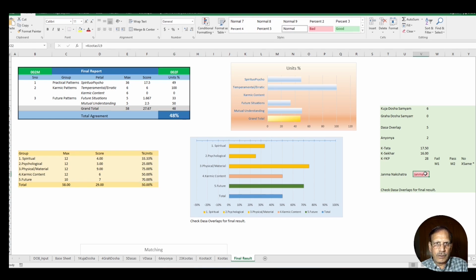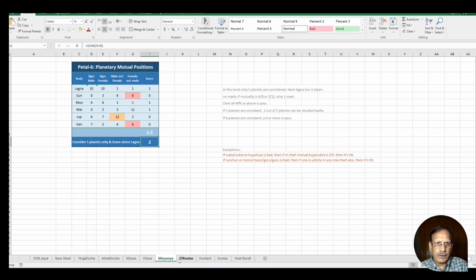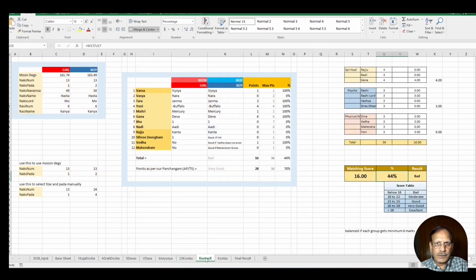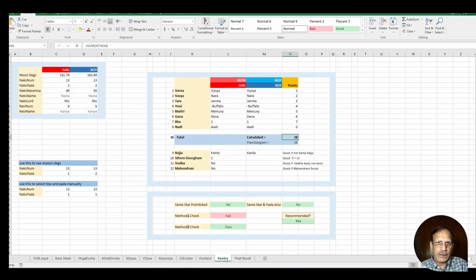Husband is no more. Died around 60, 62. The quality of marriage cannot be said to be good. So, what is Anyonya? Anyonya is less. Okay. Anyonya is less. This fruit has 49%. Here it is 44, lesser. Here 28 points is good.